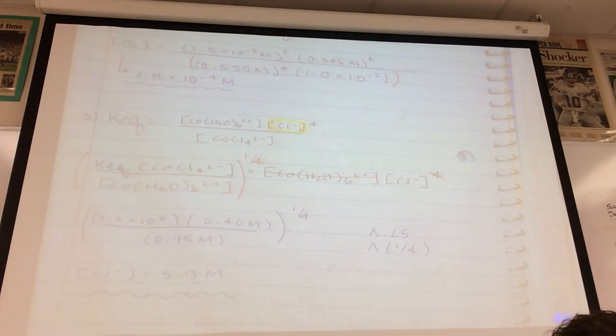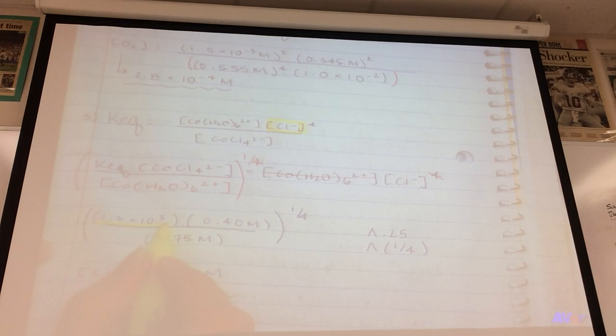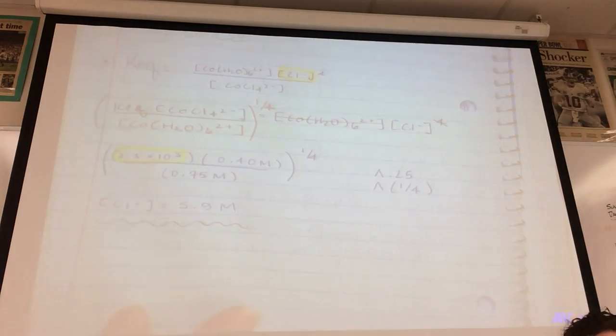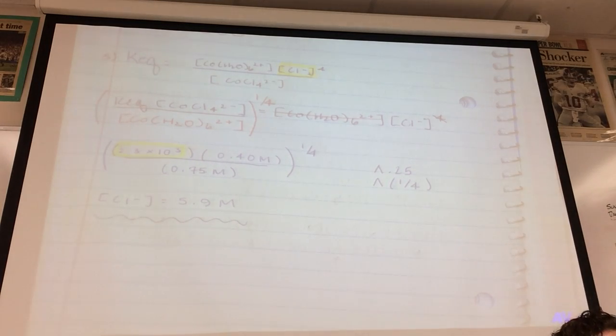The other question I have is, with this KEQ, is the forward or reverse reaction favored, and why? Forward, KEQ is greater than 1. Exactly. Did you get 5.9 molar for chloride ion concentration? Amelia, yes. Garrett, yes. Ethan, yes. It's popping. You just need some practice.